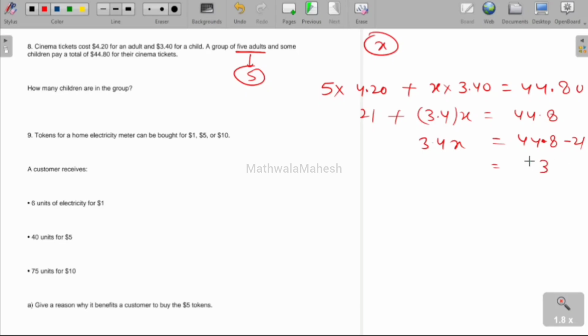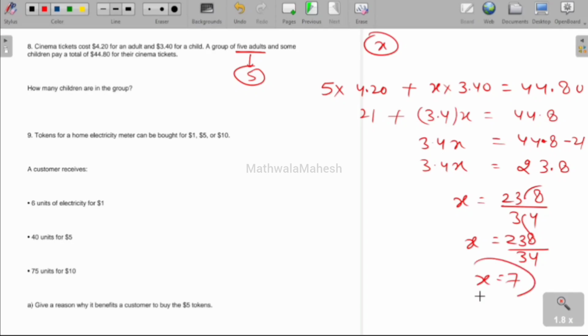This is 23.8, and 3.4x equal to 23.8, x equal to 23.8 upon 3.4. So x is, remove the decimal, 238 upon 34, which is 7. So there are 7 children in the group.